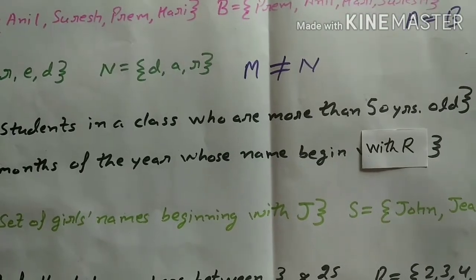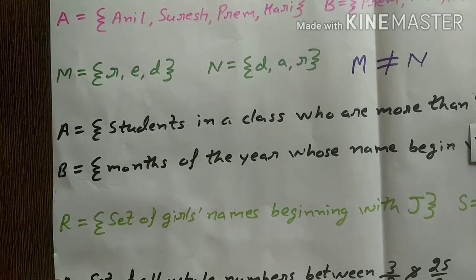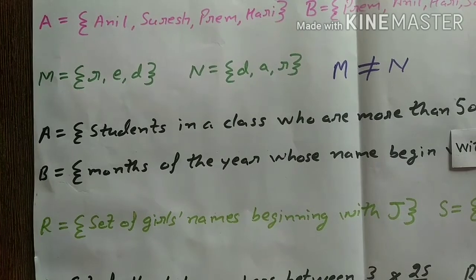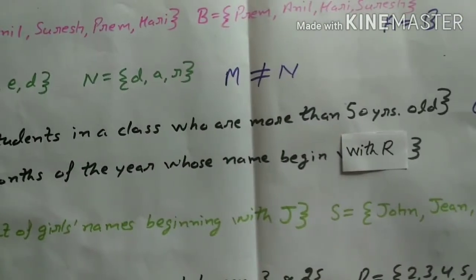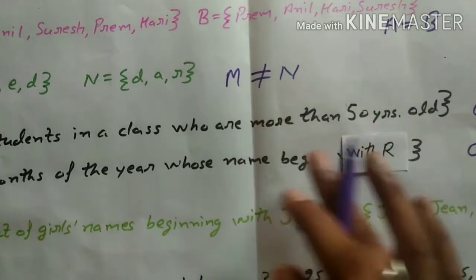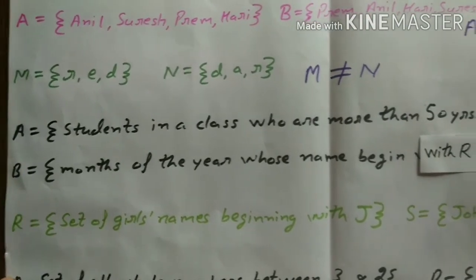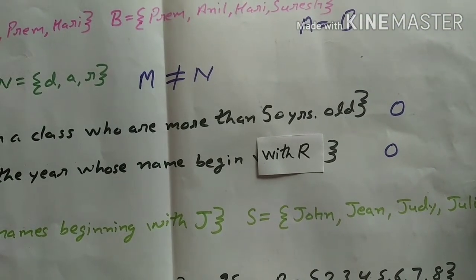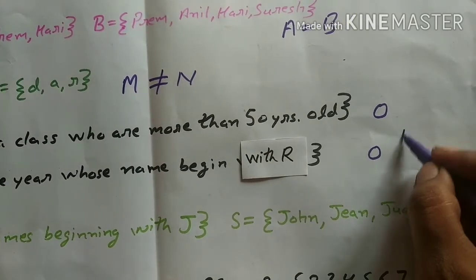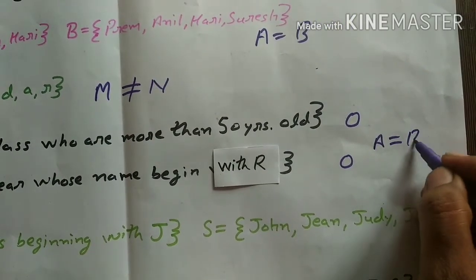Okay. Now let us go for the second statement. Months of the year whose name begins with R. Now no month of the year begins with the English alphabet R. So if you make the set, how many members are there in the set? No member will be there. So how many members? 0. Therefore the cardinal number of both sets A and B is 0. Okay. So both of these are equal. Set A is equal to set B.